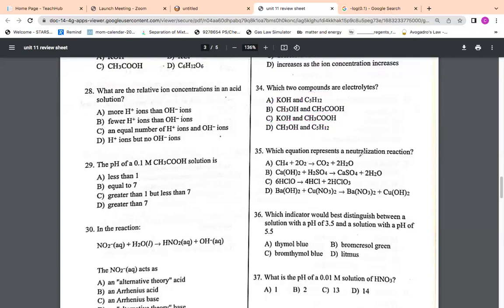35, which equation represents the neutralization reaction? Again, look for an Arrhenius acid and base on the reactant side and salt and water on the product side. Not A, that's combustion.